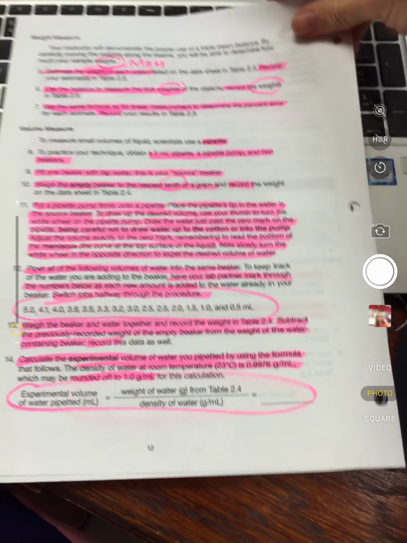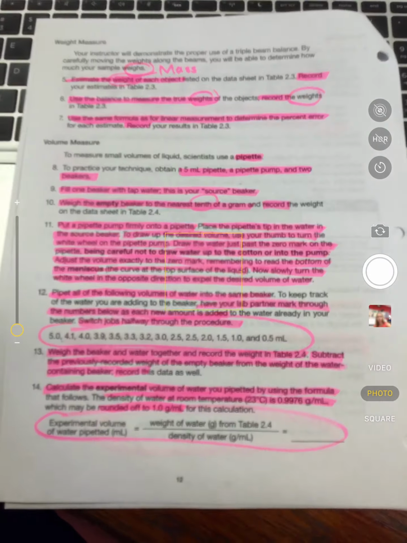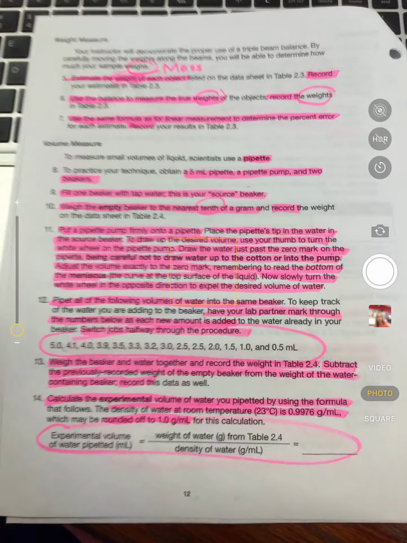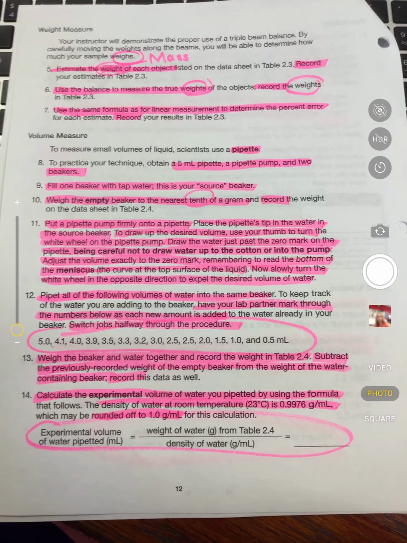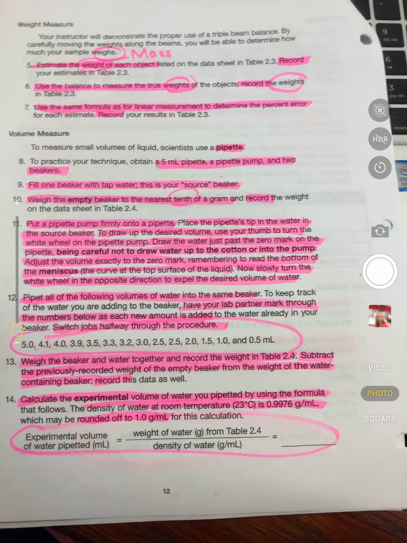As you can see, this whole next page pretty much is pink. So for the weight measure or the mass measure, again, you're going to estimate, then you're going to find the mass, you're going to record both of those things, and then you're going to use the same formula as before.